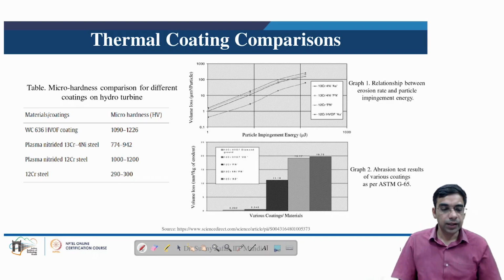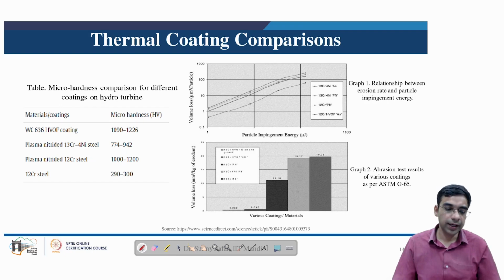Then next is the comparison of the properties of the coating. Here we can see the micro hardness comparison of the various coatings done on certain substrates, and we can see that by adding the coating we have increased the micro hardness of the coating layer.